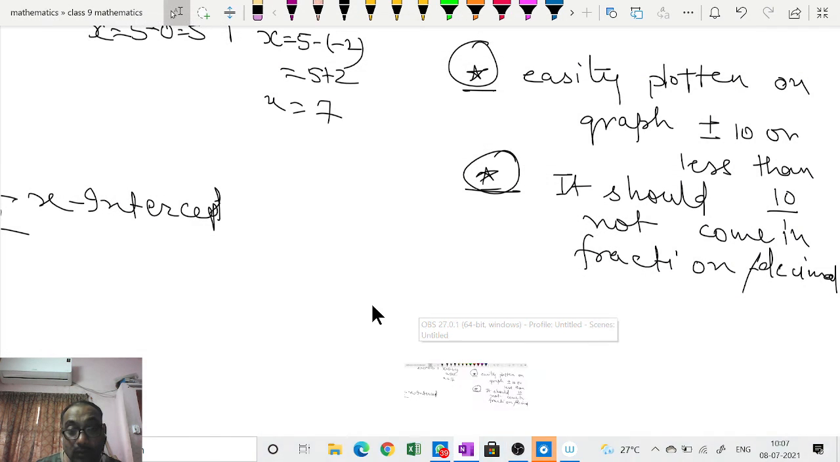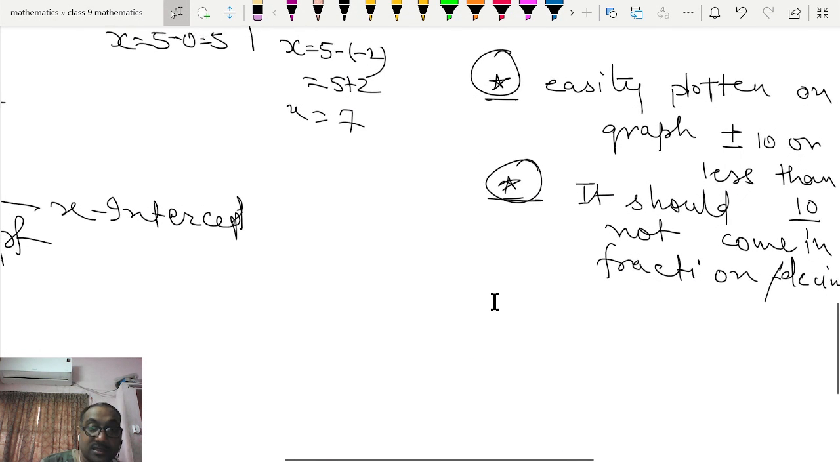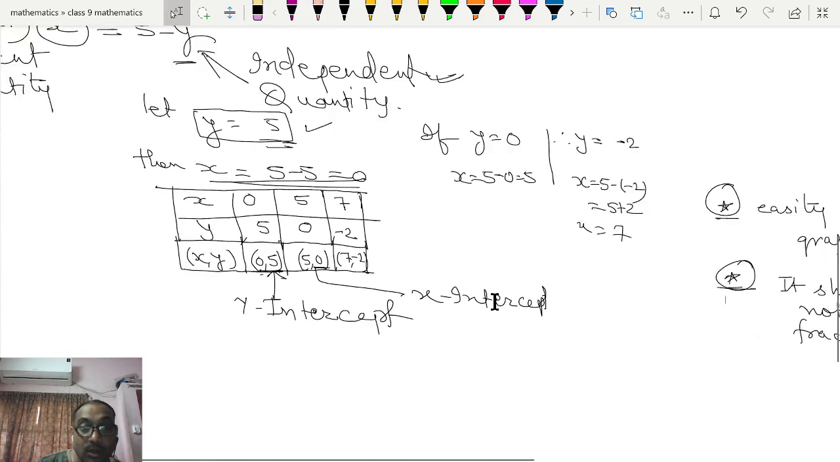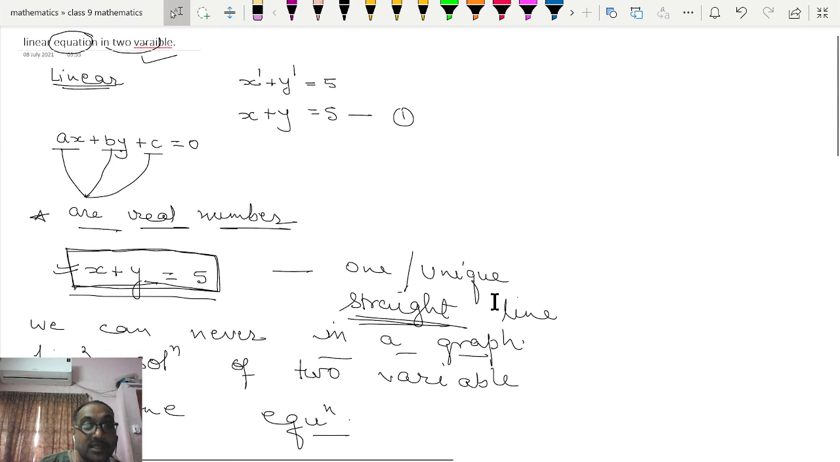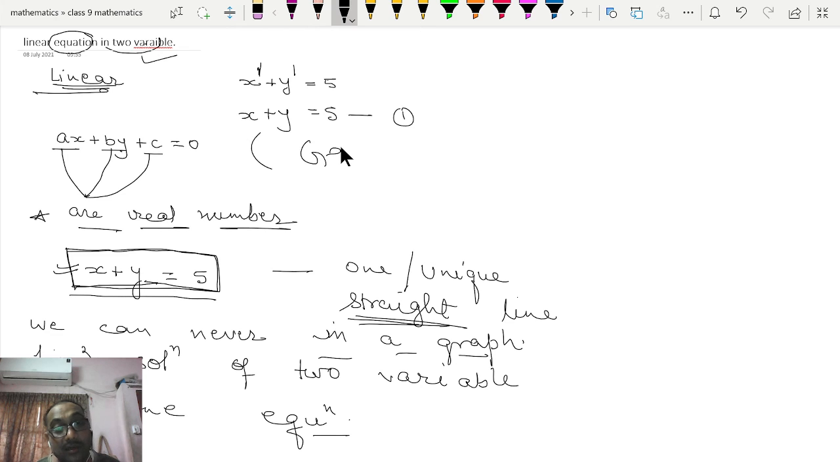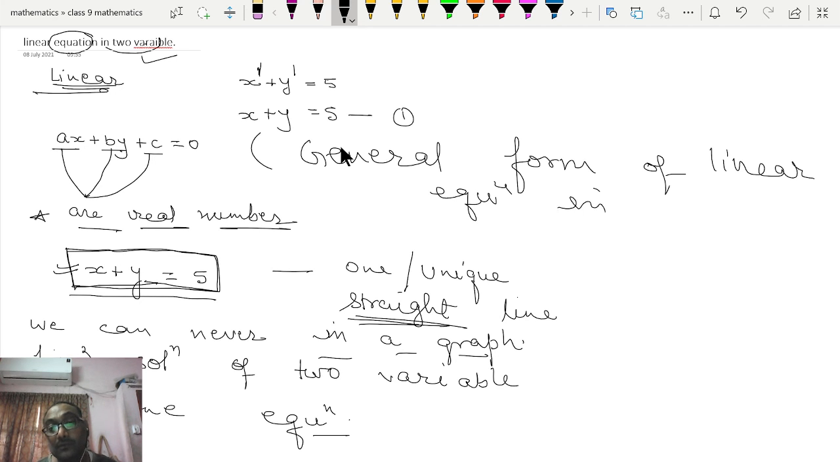So what I want to say is, do complete this and have a very small look. Already we have discussed coordinate geometry, we have finished that, and linear equation in two variables is an additional part. Linear means the degree is 1. This is the general form of a linear equation in two variables.